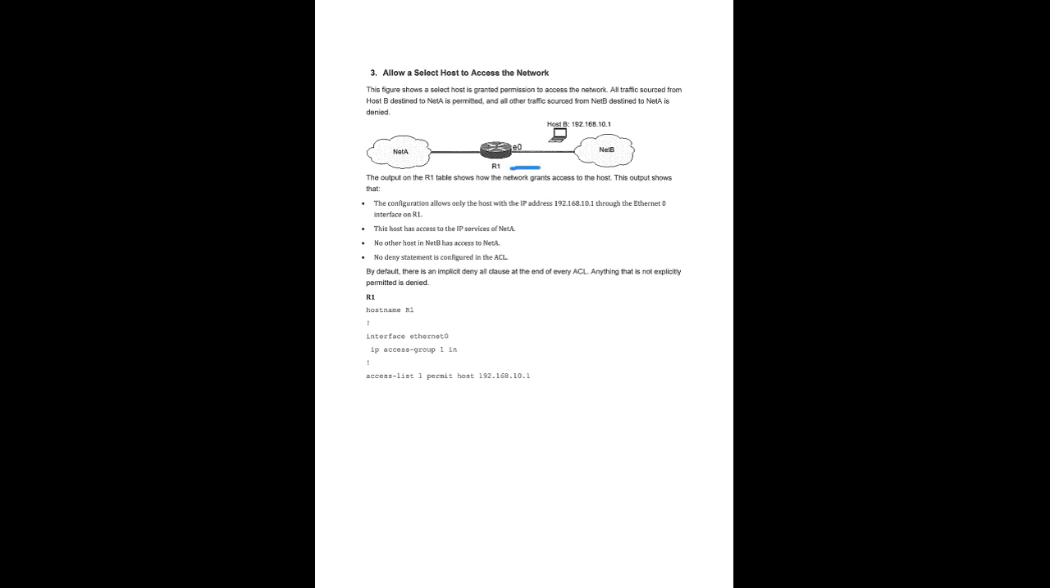And then we have the IP. If we do a show run, we will find this IP access group 1, and the direction is in. Okay, and it is applied to this interface. And what is the command? Access list 1 permit host, and this is the host IP address. Okay, this is the command. Now let us see another example.